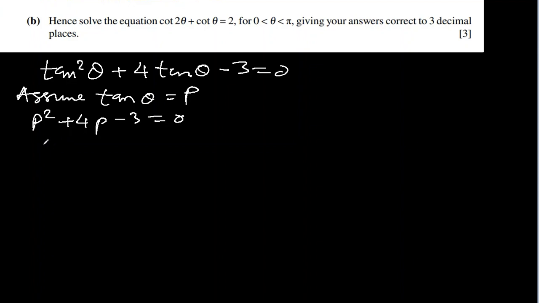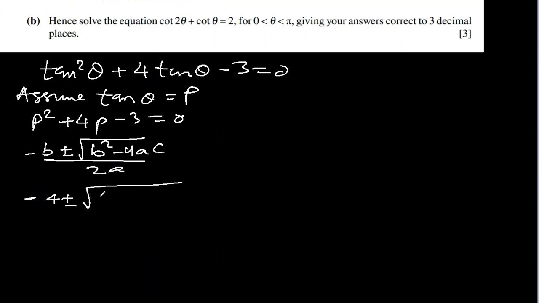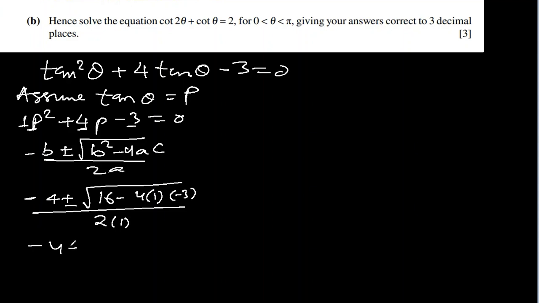And factoring may not help in this, so I will use the quadratic formula. Minus b plus minus square root b square minus 4ac, over 2a. So minus 4 plus minus square root 4 square is 16. This is a, this is b, and this is c. This means 1 is a. So b square is 16 minus 4 times ac, divided by 2 times a. So minus 4 plus minus, how much is that? 16 plus 12 is 28.